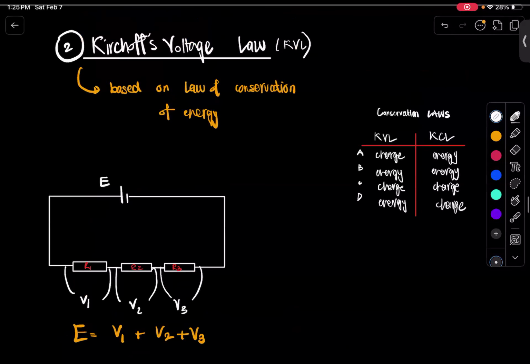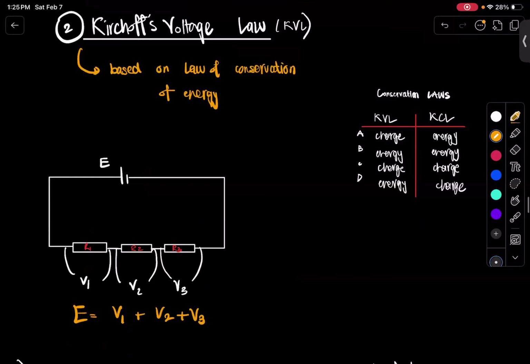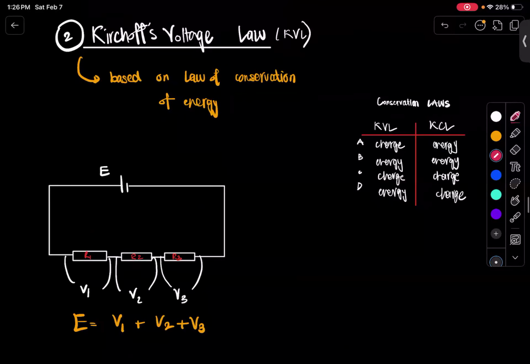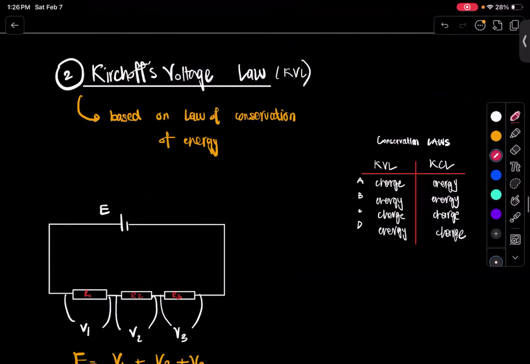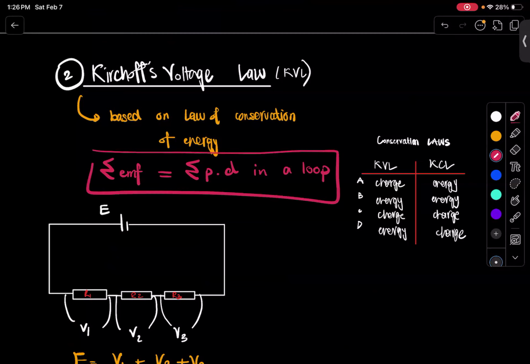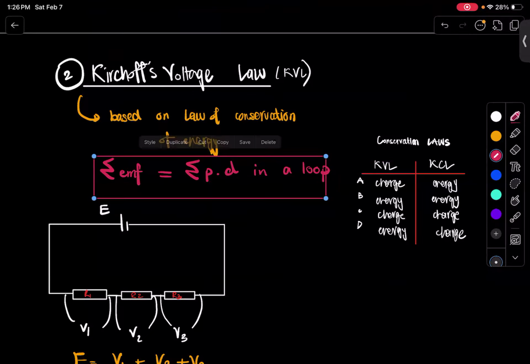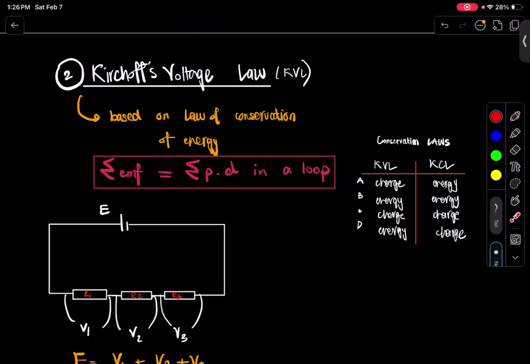So, on Kirchhoff's voltage law, if I were to define it, I'm going to write it over here: the sum of EMFs is equal to the sum of potential differences in a loop. This is what Kirchhoff's voltage law is. So remember this. I would recommend that you even write this down in full form. Do not write it as I've written it. Write down the full form: the sum of EMFs is equal to the sum of potential differences in a loop. Okay, so this is what Kirchhoff's voltage law is.